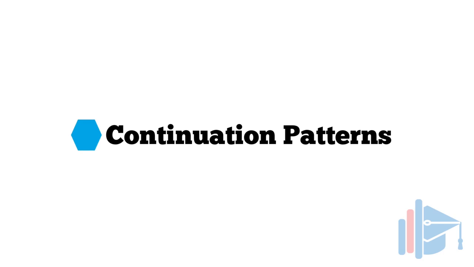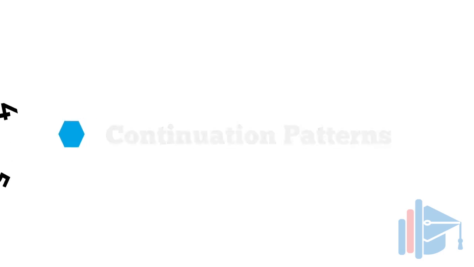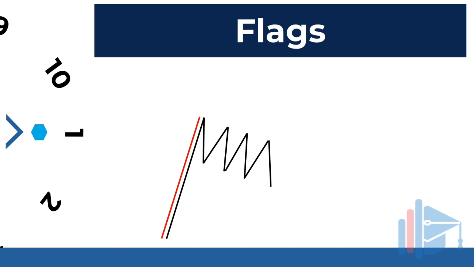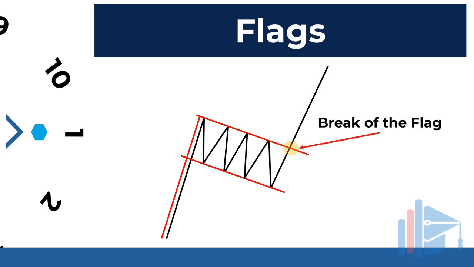Flags and pennants are considered continuation patterns, indicating temporary pauses in a market rally or sell-off, with the expectation that the price will eventually break out in the direction of the prevailing trend. Flags are characterized by a steep price movement, known as the pole, followed by a brief period of consolidation. This consolidation is defined by parallel or nearly parallel support and resistance lines, creating a rectangle-like shape. Flags are expected to break out in the same direction as the preceding trend.